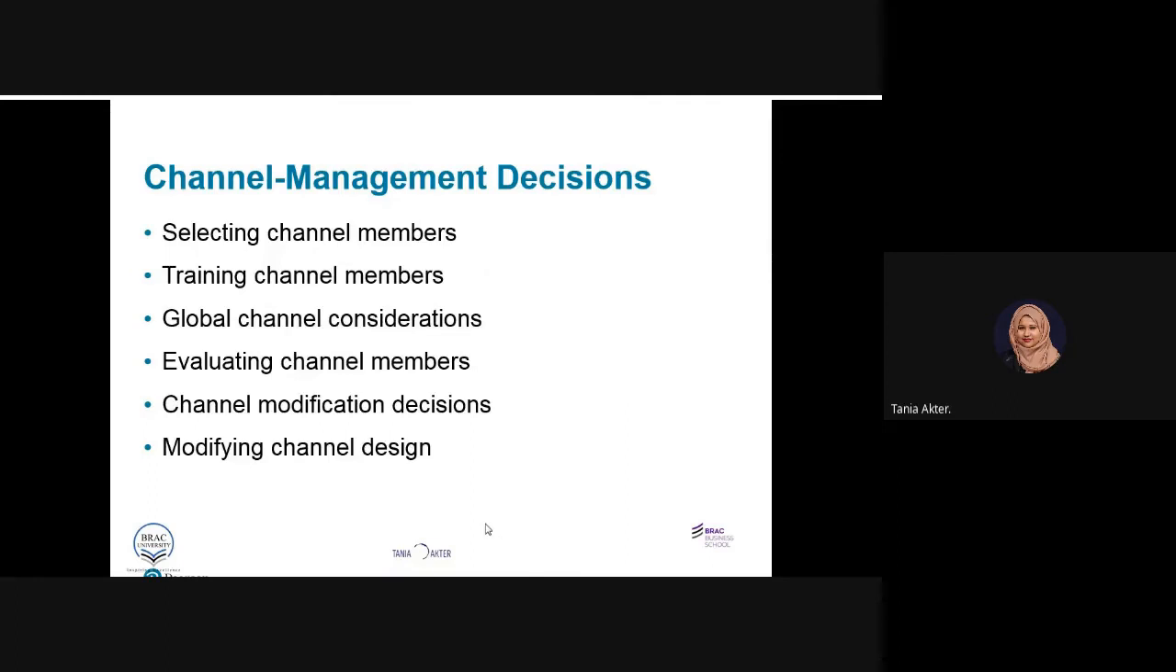So this is the overall explanation of channel management decision, where you need to select the channel members, train them, globally see what is happening in terms of channel decisions, evaluate the channel members to choose between them, or channel modification decision whether to add or drop or to add a new one, or modifying channel design, to actually decide how many channels to add or how many to drop.